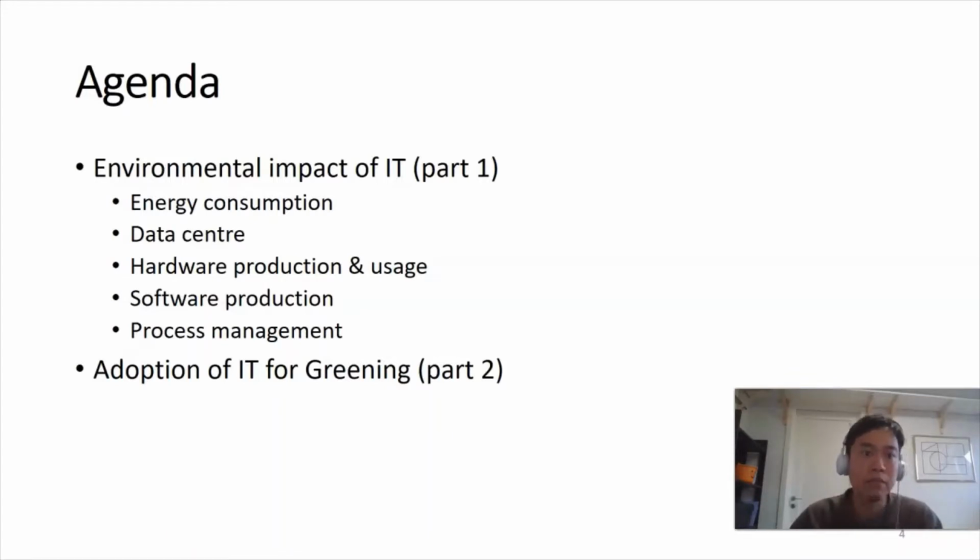Specifically, we will mention the energy consumption for both production and usage of IT artifacts, which covers data centers, which are not the future anymore but what is happening today, hardware production and usage, software production and usage, and the process management. And in part two, which I will present in the next video, we will talk about the adoption of IT for greening other industry sectors and for the society.